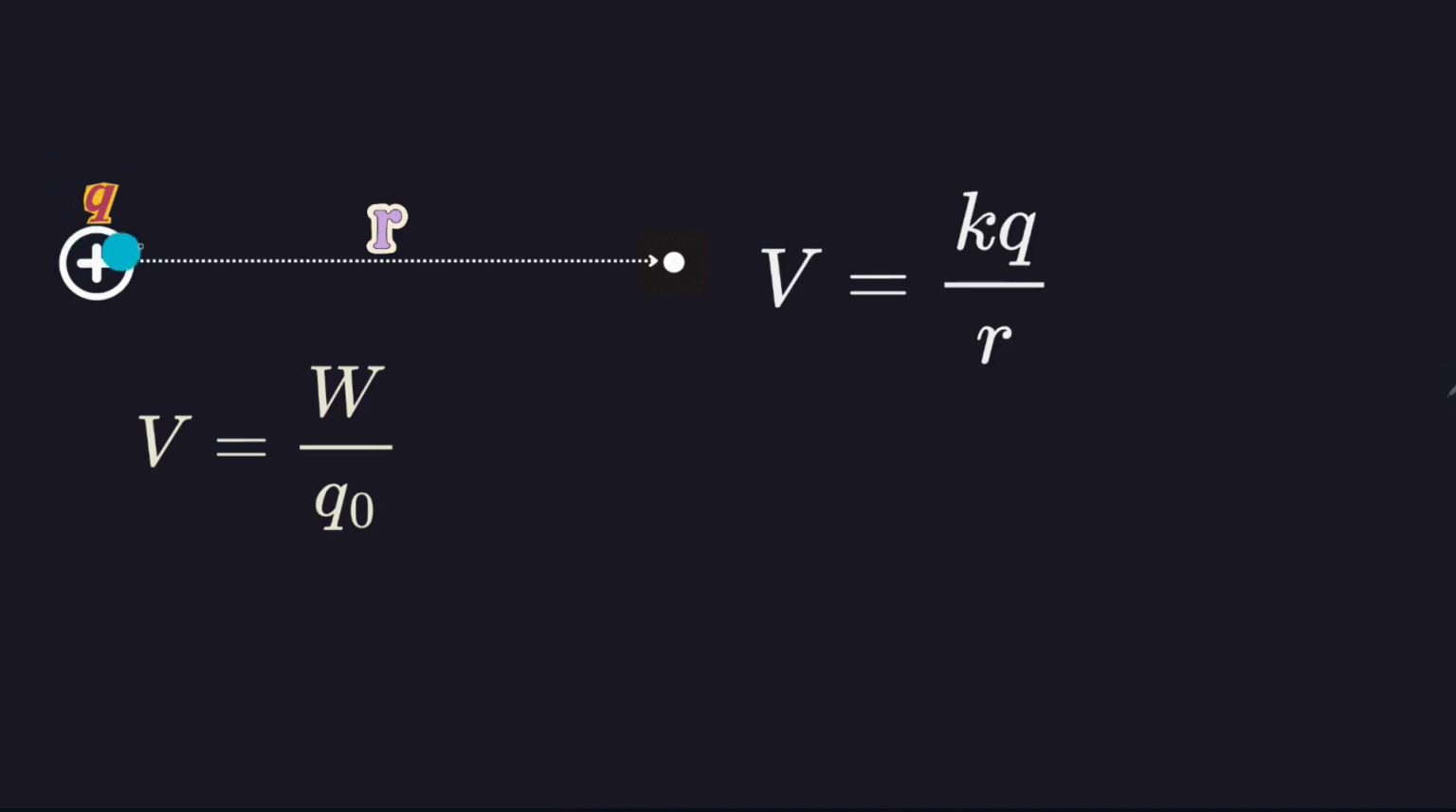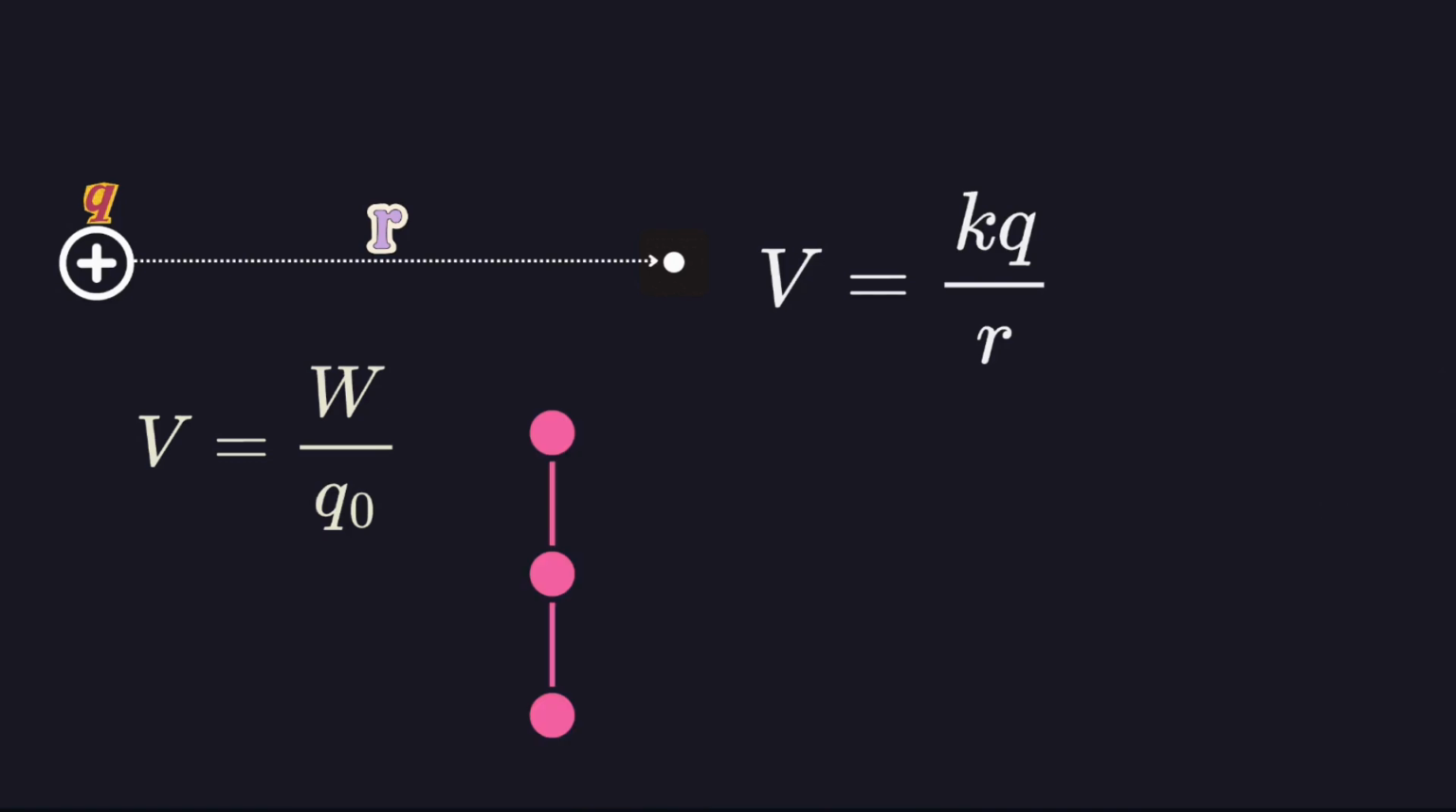Okay, you have to be careful, my dear. Q naught is the charge which you are bringing from infinity to that point, whereas this Q is the charge which is giving that electric potential at this point. Is that okay? And R is the distance of the point from the charge Q. Okay, next. So what are the different properties of this that we'll see?